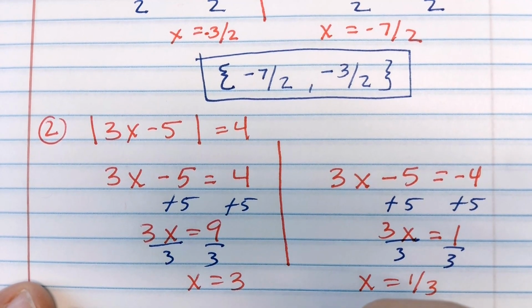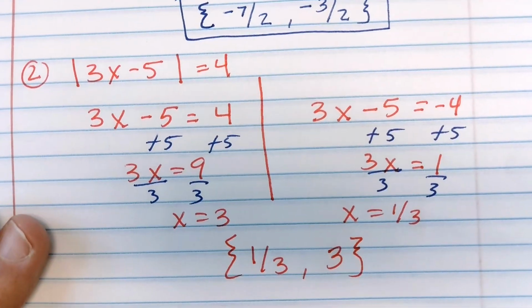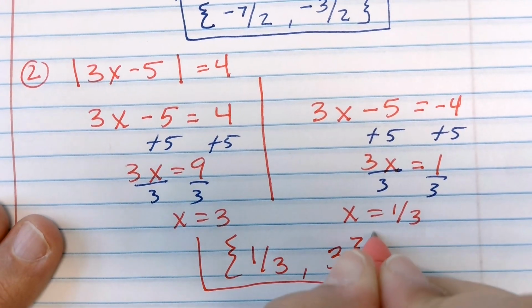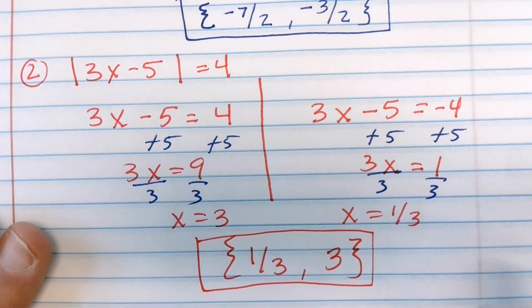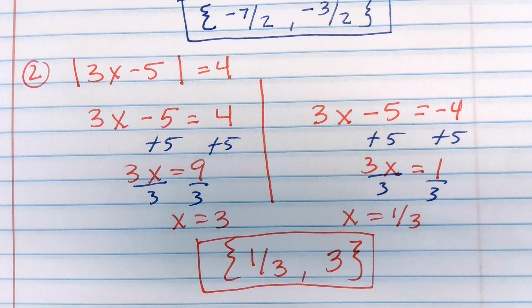Okay, and write your answer in set notation. So I got 1/3 and 3. Ooh, there we go. Don't forget to box your answers for me so I can find them. Or highlight them, whatever makes you happy. I just need to be able to locate them.